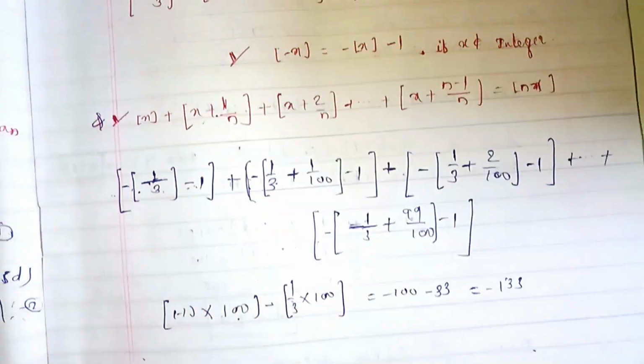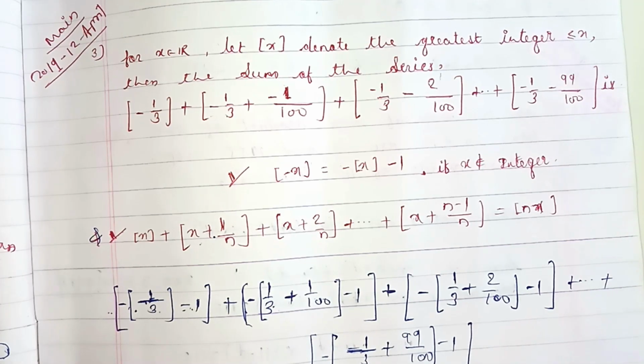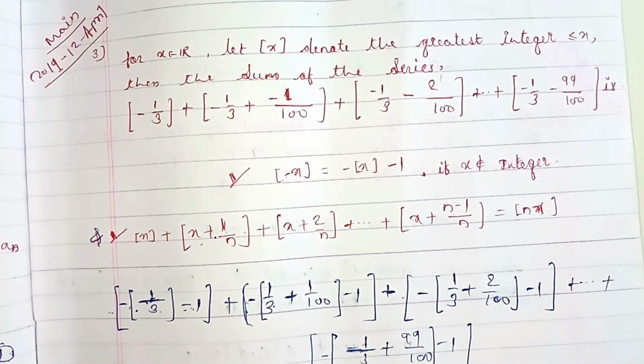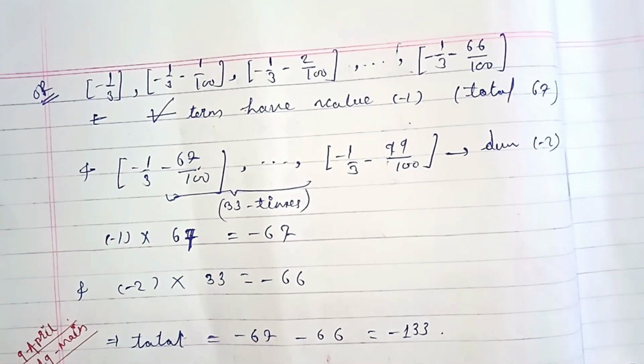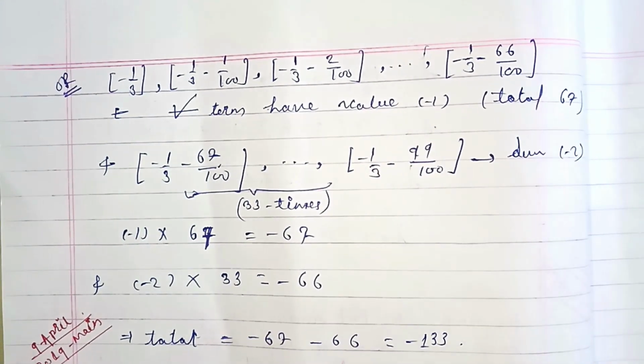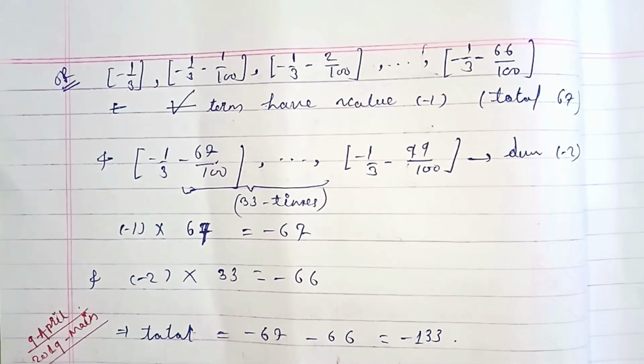Okay, this is the way we can solve the sum of our given series, which is negative 133. Simultaneously, we can apply one more way to find the solution. You can see it here. I applied another concept, that is the trick you can remember, to solve similar types of questions.